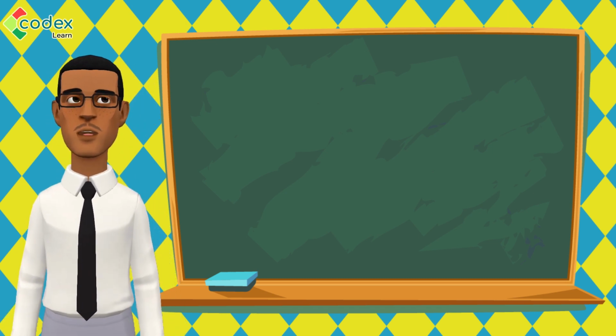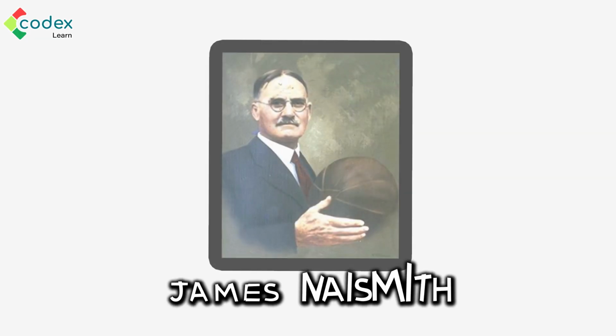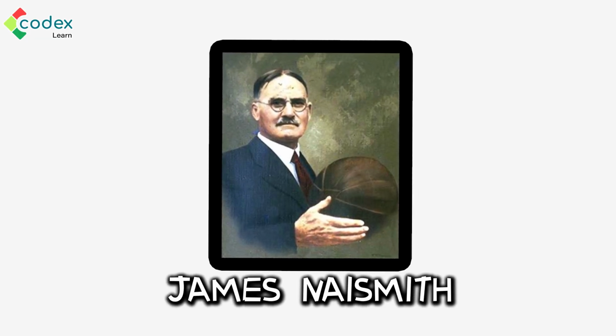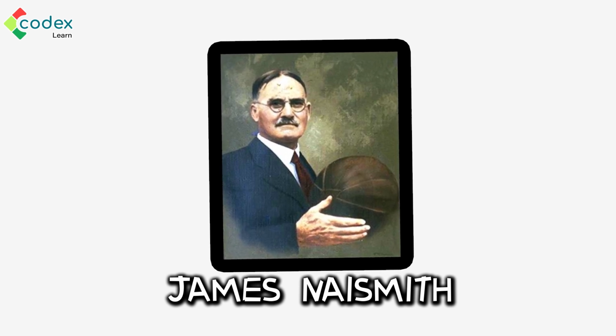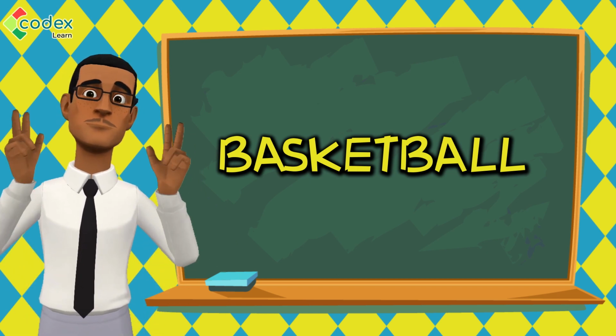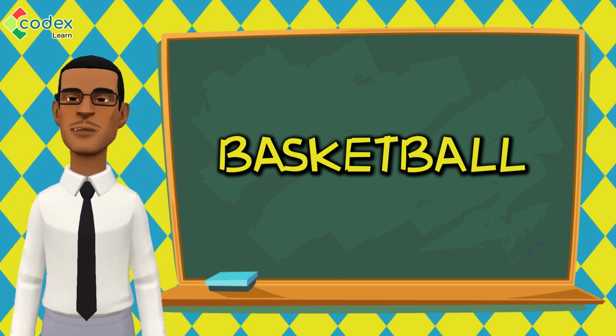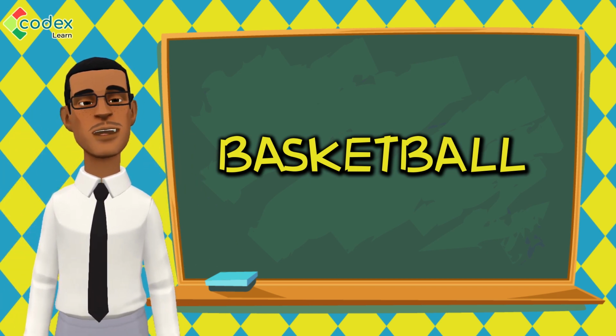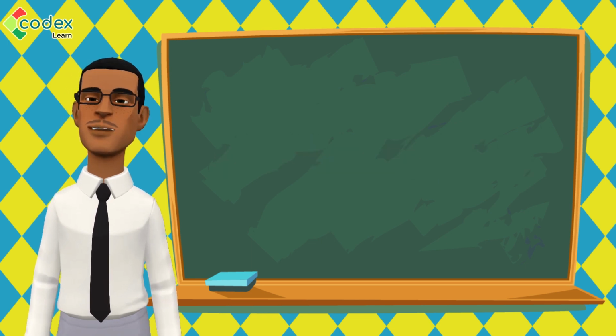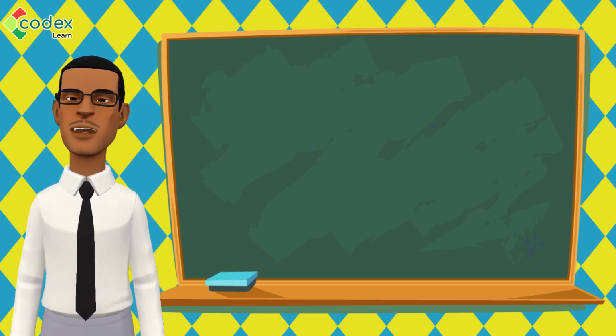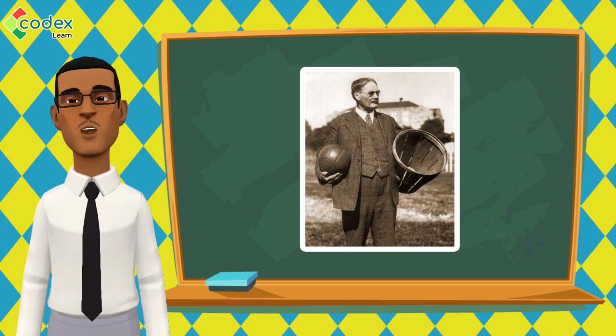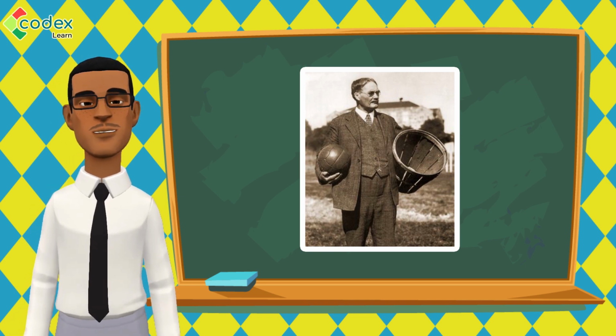In December 1891, a man named James Naismith, a Canadian physical education teacher at Springfield College in Springfield, Massachusetts, invented an indoor game called basketball. He invented the sport to keep his students from becoming bored during the winter. James Naismith wrote the basic rules and then nailed a pitch basket onto a 10-foot tall pole like this.